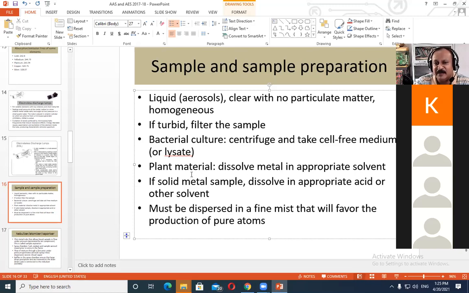Same thing for the plant material. If it is plant material or maybe animal tissue or whatever, then it should be dissolved in a proper solvent, and only the soluble part will be taken for analysis. Okay, so we go to the next slide.